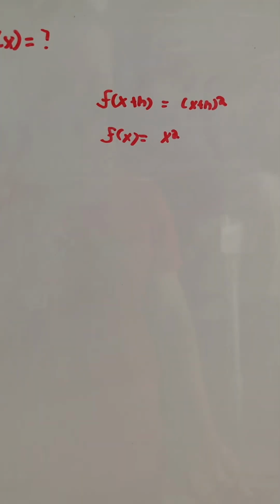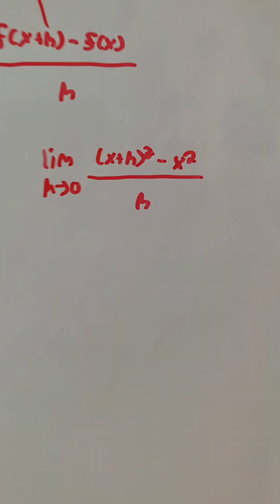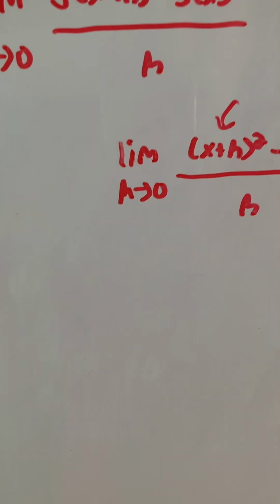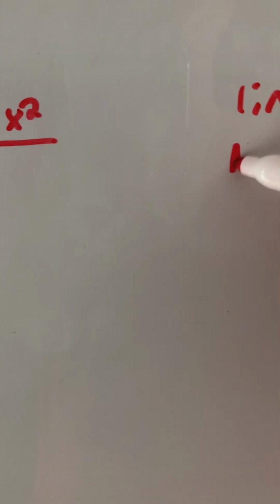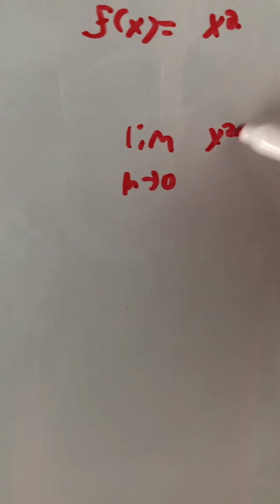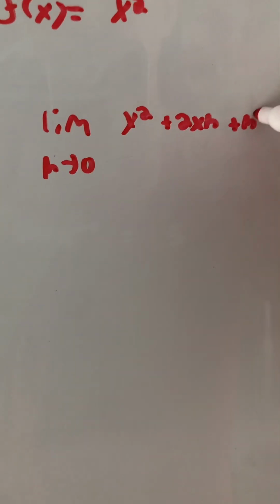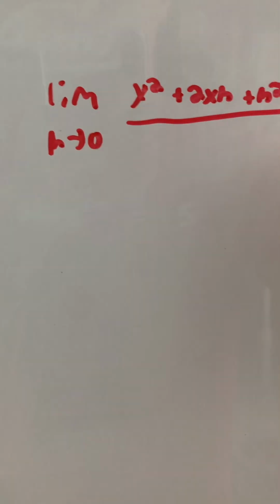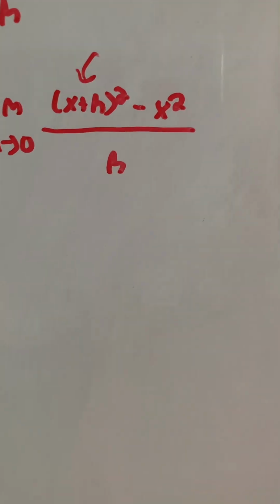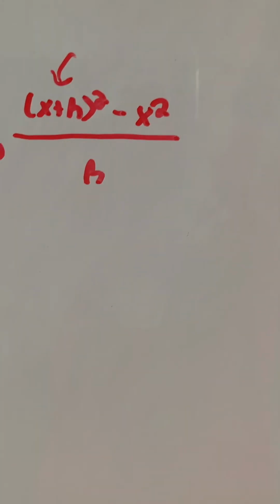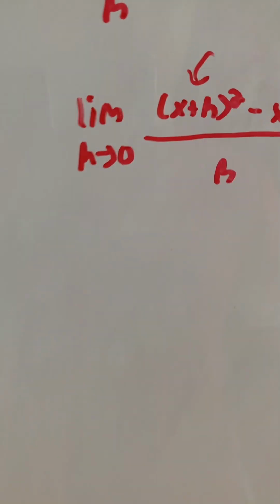Alright, so now I'm going to put this into the formula. So the limit as h approaches 0 of x plus h squared minus x squared over h. Now I'm going to expand what's inside that parenthesis. So it's going to be the limit as h approaches 0 of x squared plus 2xh plus h squared minus x squared over h. The reason why I did that is because the formula for a plus b squared is a squared plus 2ab plus b squared. Using that formula, I quickly did that.